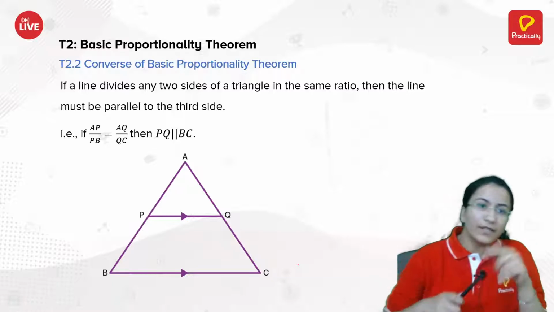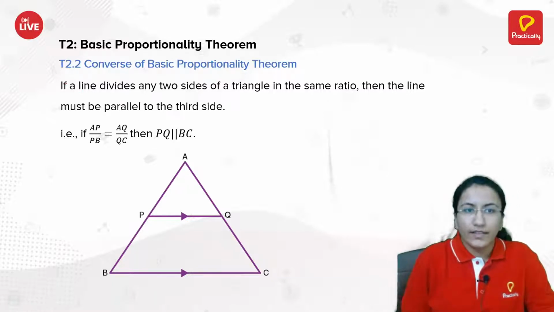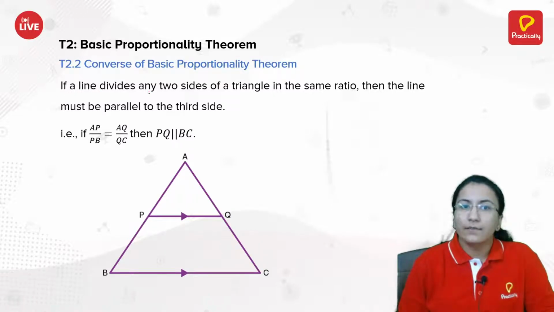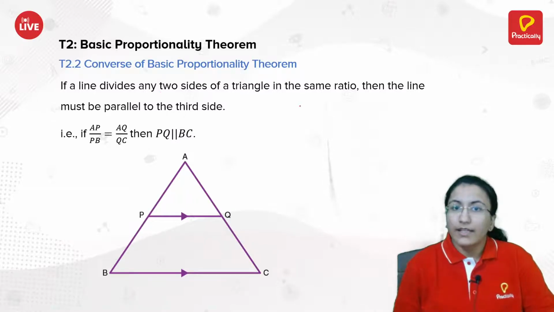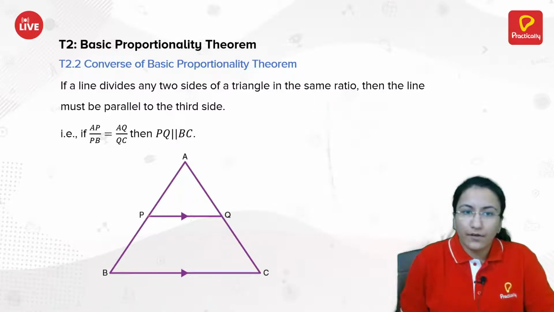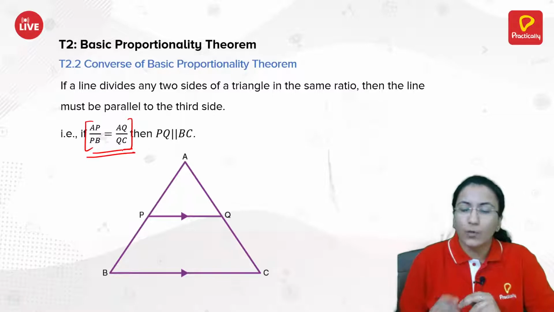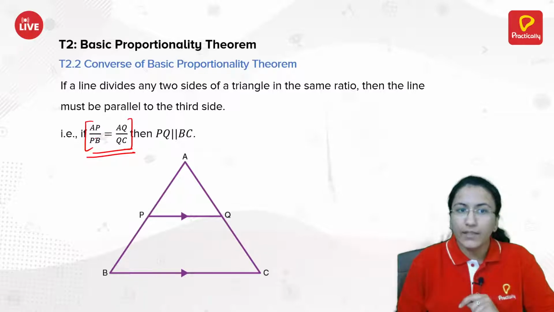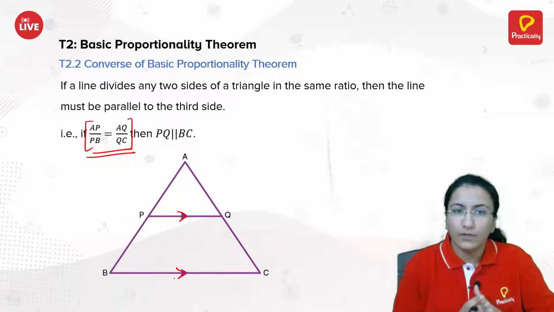For the converse of the basic proportionality theorem, let's just discuss the statement. It is stated as: if a line divides any two sides of a triangle in the same ratio, like I have drawn a line PQ which divides AB and AC in the same ratio, that means if we have AP by PB equals AQ by QC, then this line is parallel to BC. This is what the converse says to us.